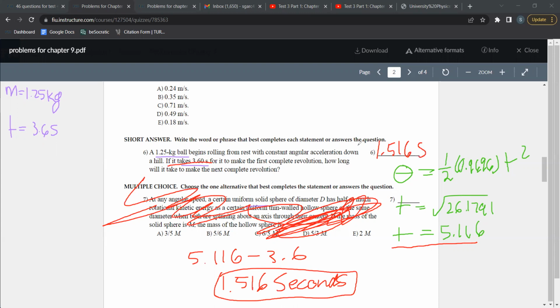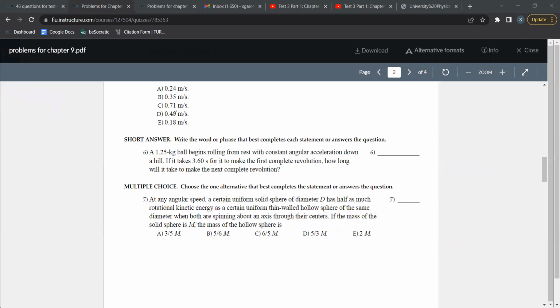1.516 seconds. And that's our answer for number 6. I believe I've done 3 questions. Now for chapter 9. So now I can move into chapter 10 because that'll take a little bit longer to do.